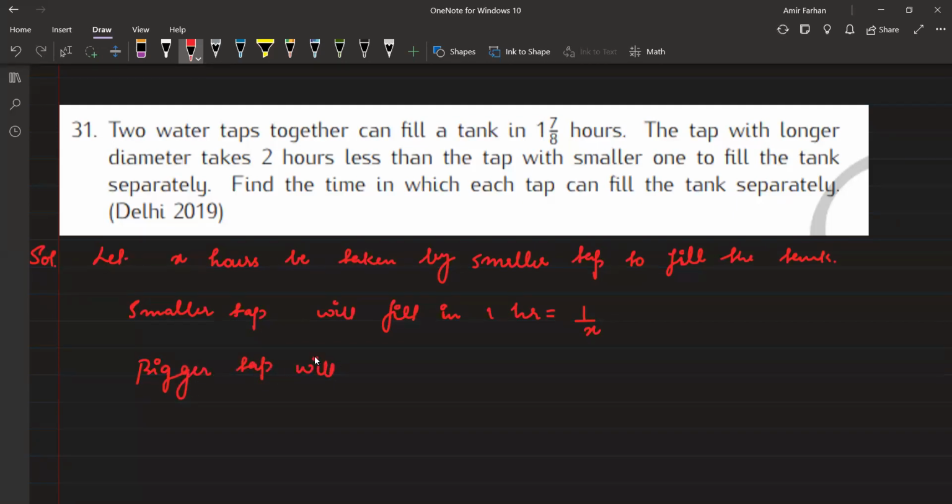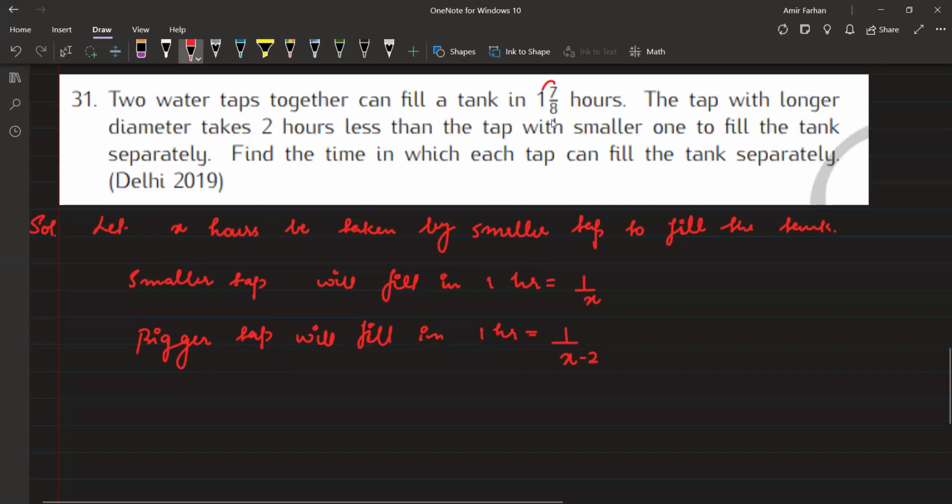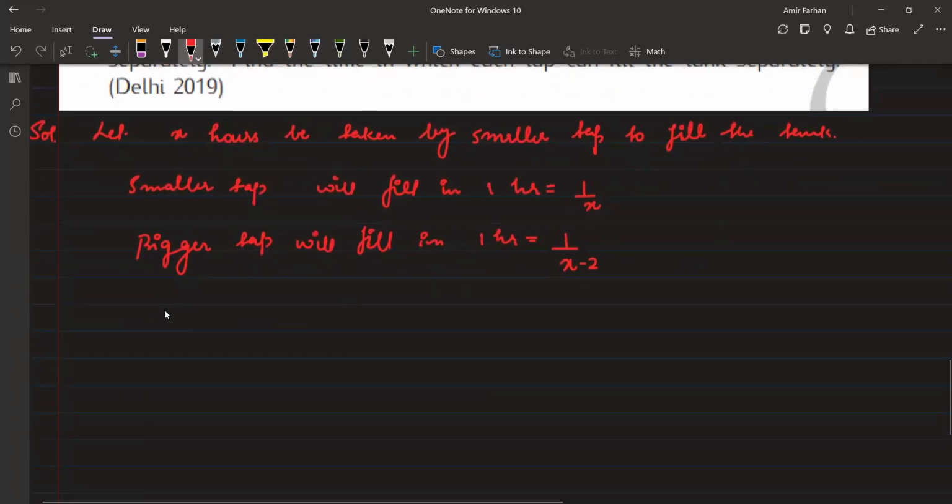So 1 by x minus 2. Very good. In 1 hour, that is equal to 1 by x minus 2, and together, how much time are they taking? That is taking the mixed fraction time, 1 7 by 8. Okay, so that is the total time, you can write total time. Total time that is taking is 1 plus 7 by 8, that would be equal to 15 by 8.